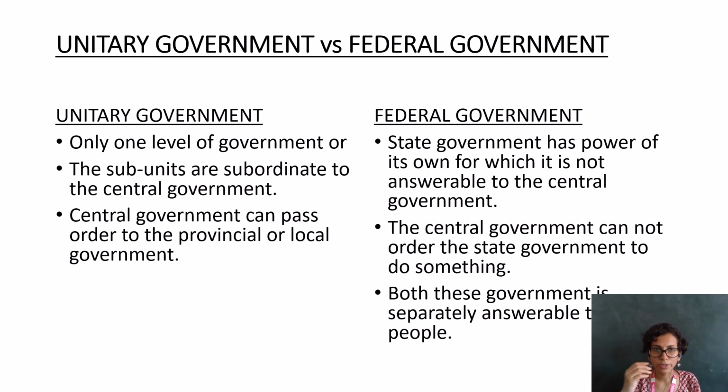So in case of unitary government, there will be only one level of government. It will be maybe central government. There can be another level of government, but in that case, the subunits are subordinate to the central government. It means they will work under the central government.